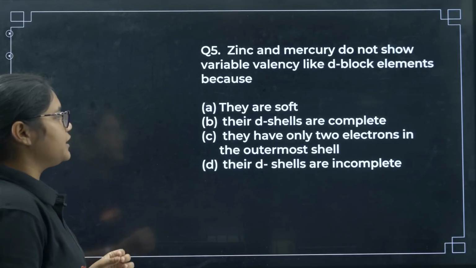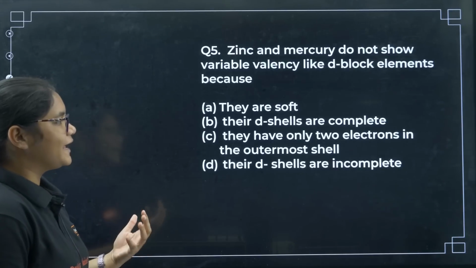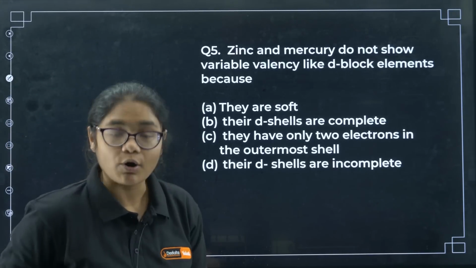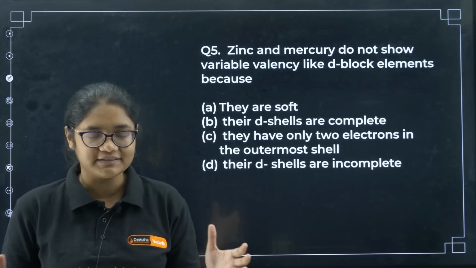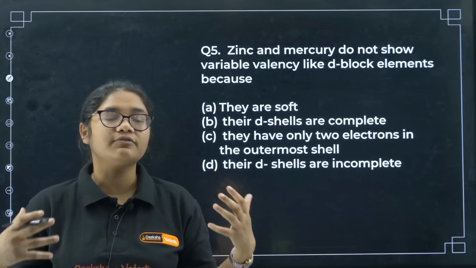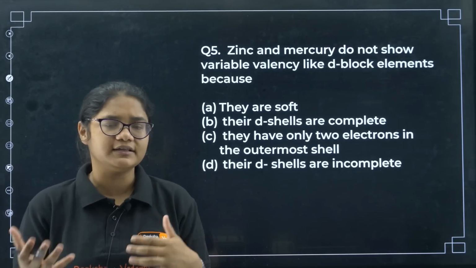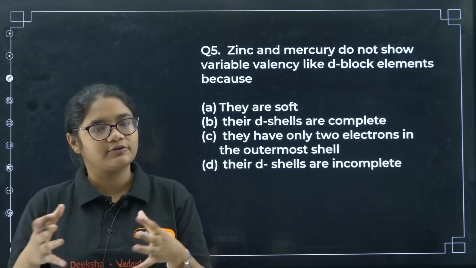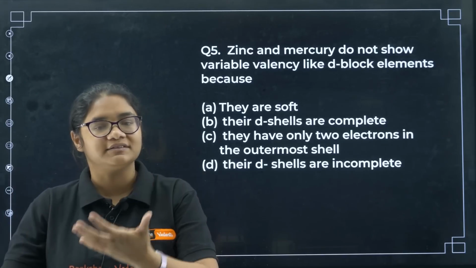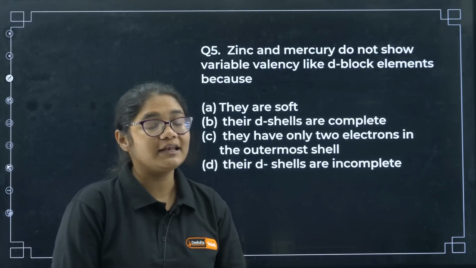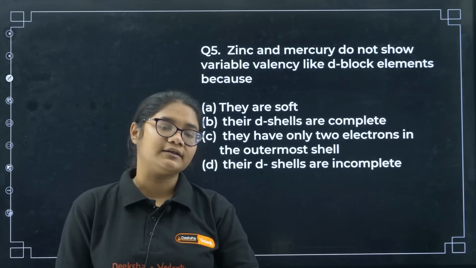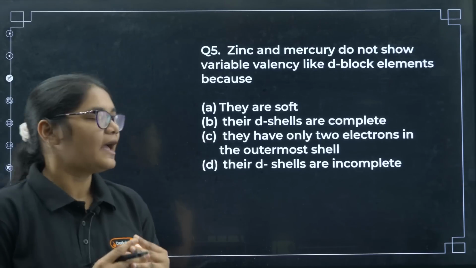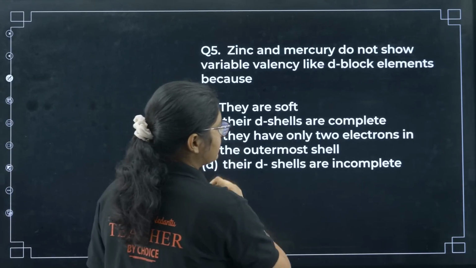Next, zinc and mercury do not show variable valency like D block elements because. So you know one of the most important properties of the D block elements is they show a lot of variable oxidation states. And the reason for this is the gap between the n-1 D and ns electrons is very less, so all of them can participate in the bond formation. But in case of zinc and mercury, the case is different.